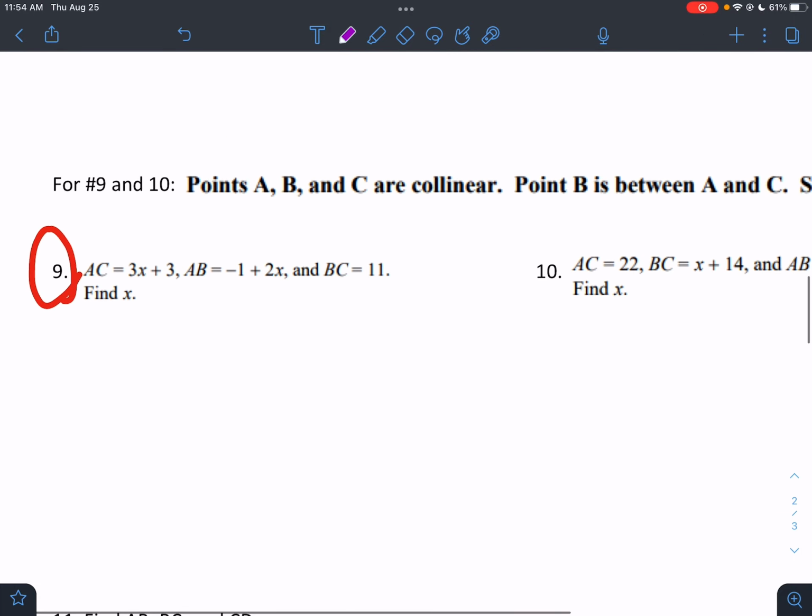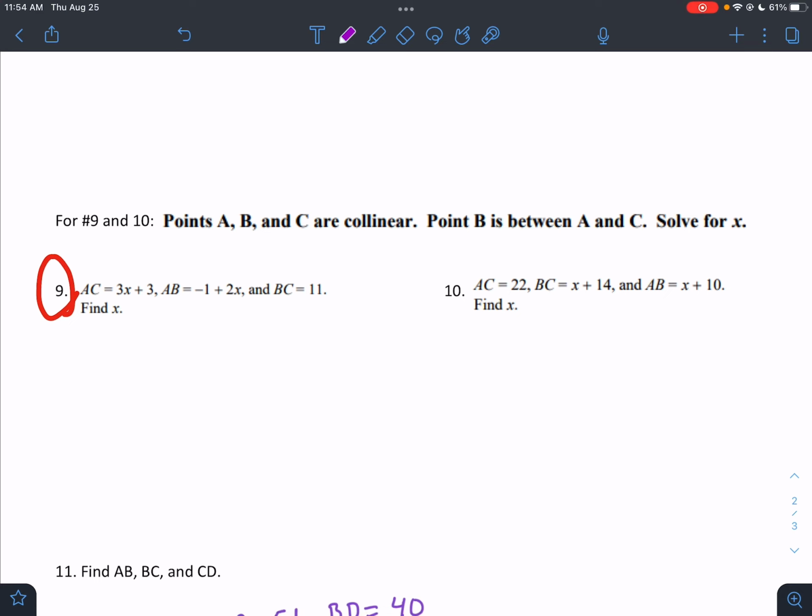Points A, B, and C are collinear. B is between A and C. So I'm going to draw that out. A and C. And it just says it's between. Does that mean it's in the middle? No.